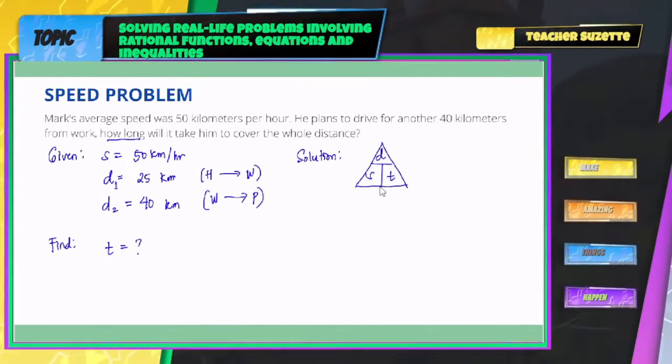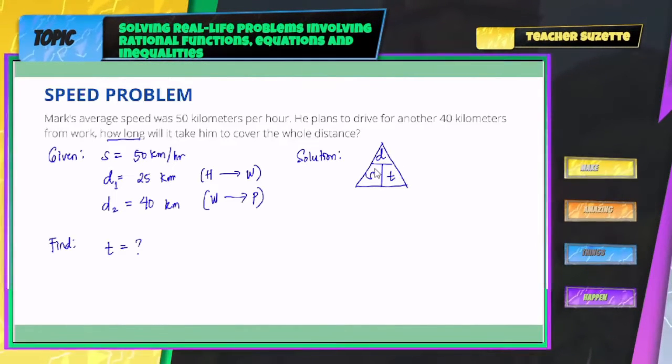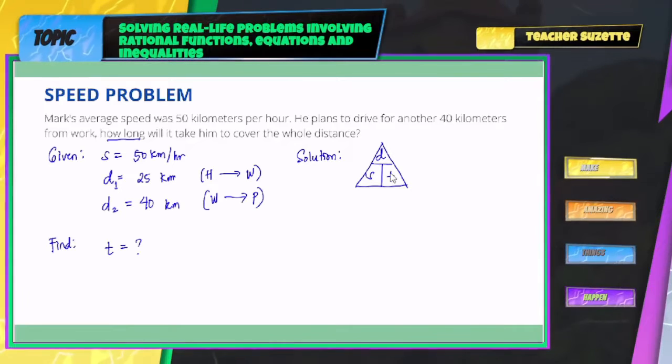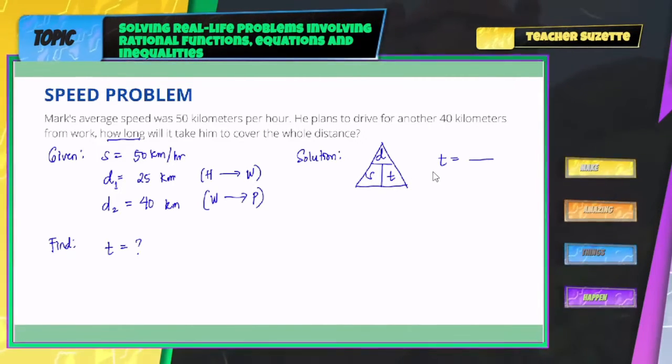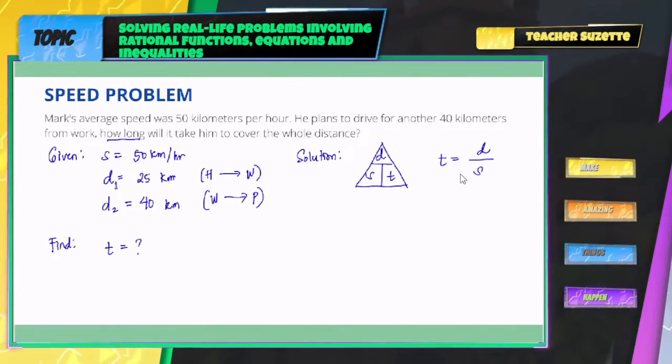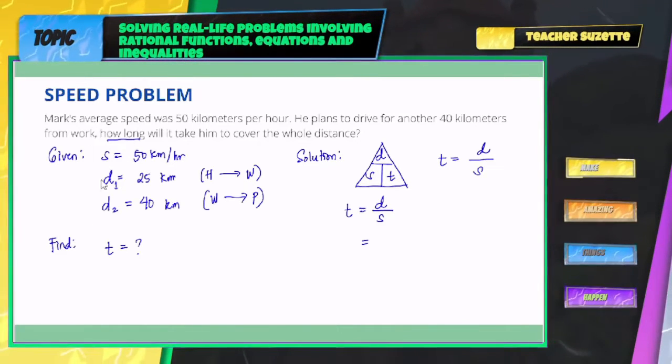For our solution, we are going to use our speed formula, which is speed is equal to distance over time. However, for this problem, we are particularly looking for the time. So, ang formula na gagamitin natin is time is equal to distance over speed. So, that is d over s or distance over speed. So, given that we have our formula now, so ayusin lang natin. I-substitute na natin yung ating mga given.